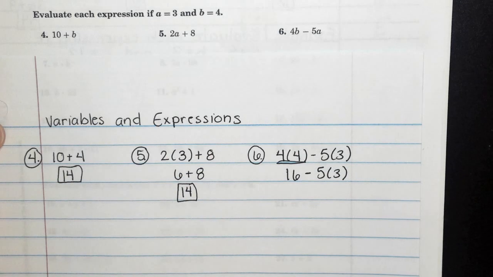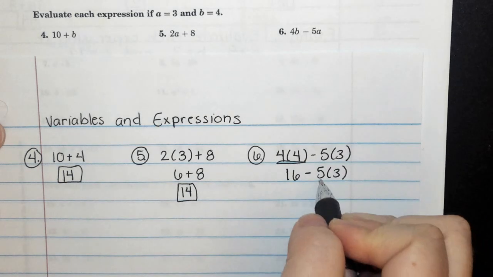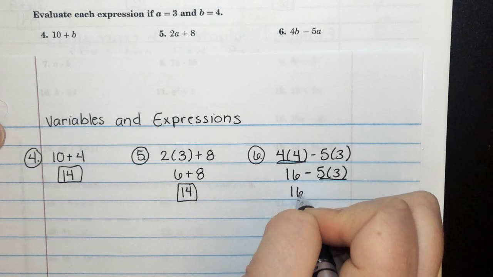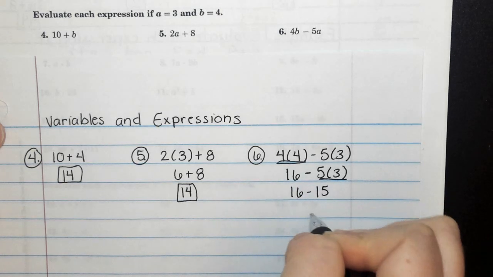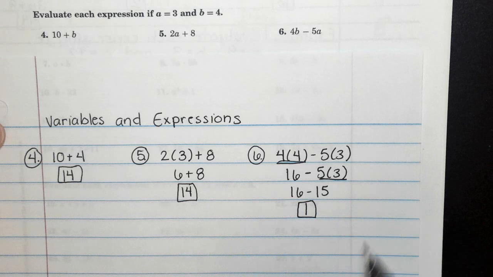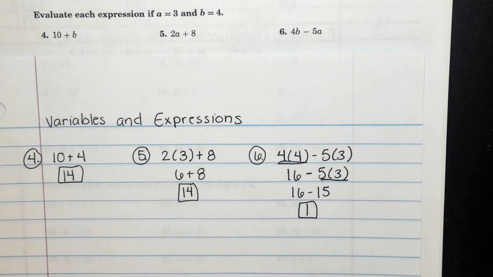What would I do next? What would I do next, Tucker? Multiply the 5 and 3. So now I have 16 minus 15. And then my answer is still doing one operation at a time, just like yesterday. The only difference is you're given letters, you change them to numbers, then work it out.